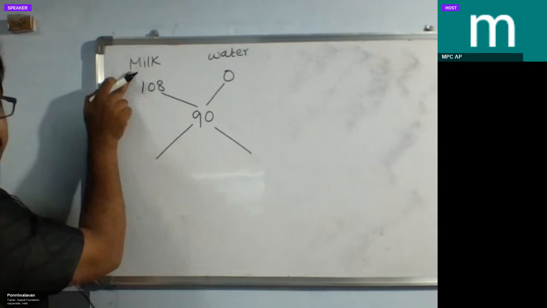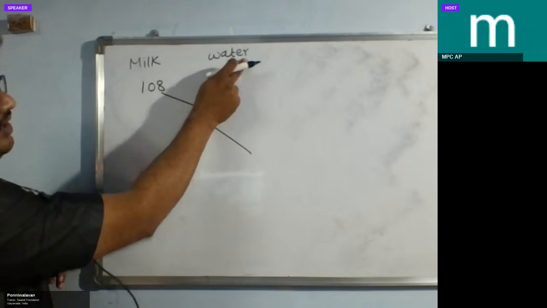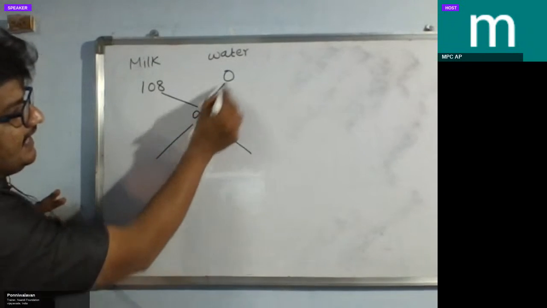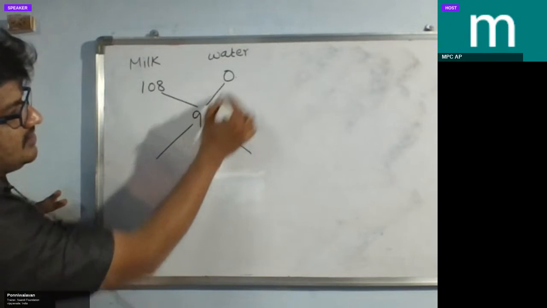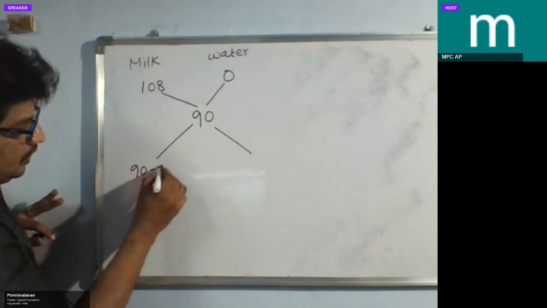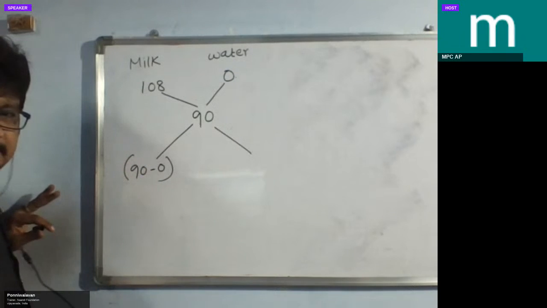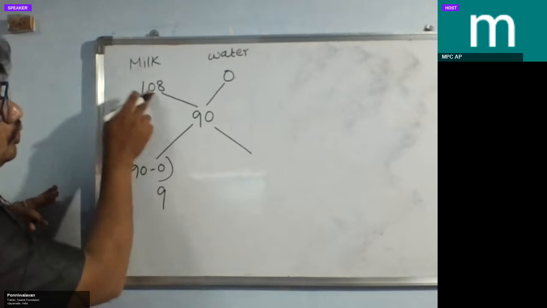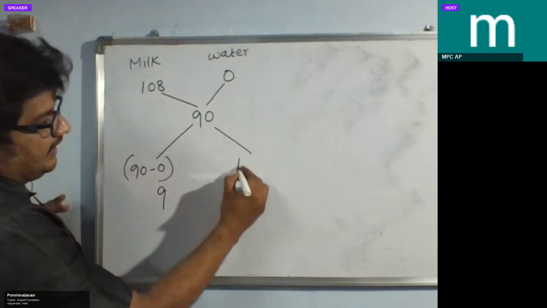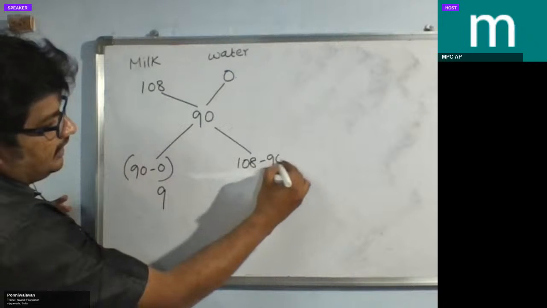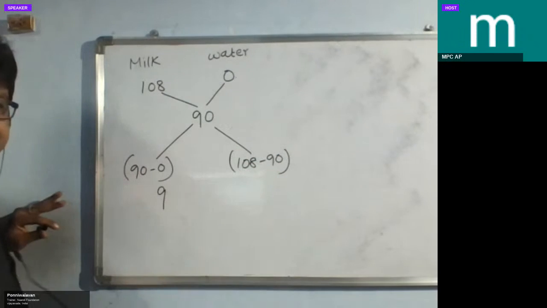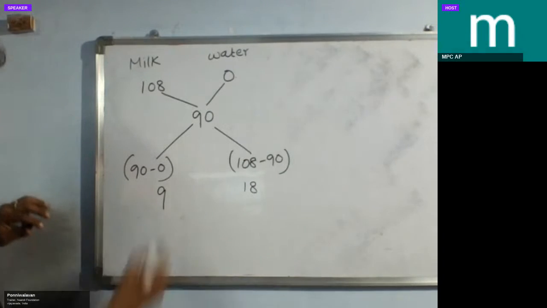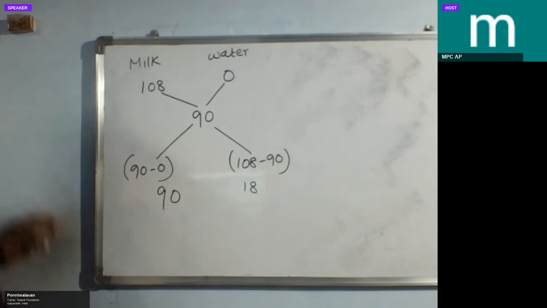This is the first quantity you are mixing, this is the second quantity you are mixing, and this is the mixture. Okay, find it like this. 90 minus 0, what is the difference? 90. Super. What is the difference between 108 and 90? 18.